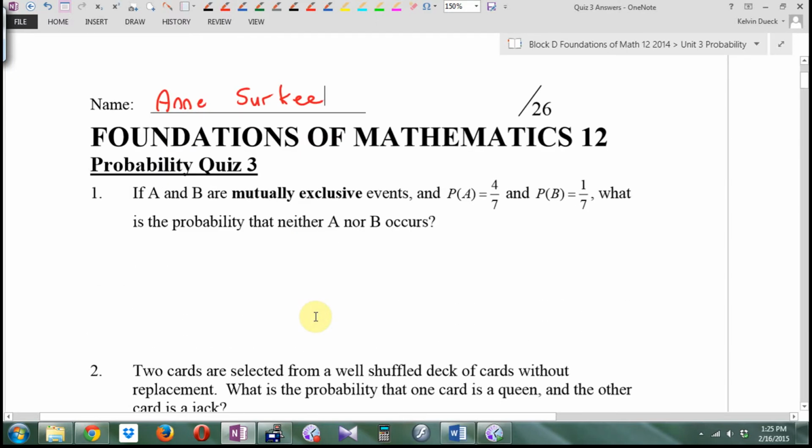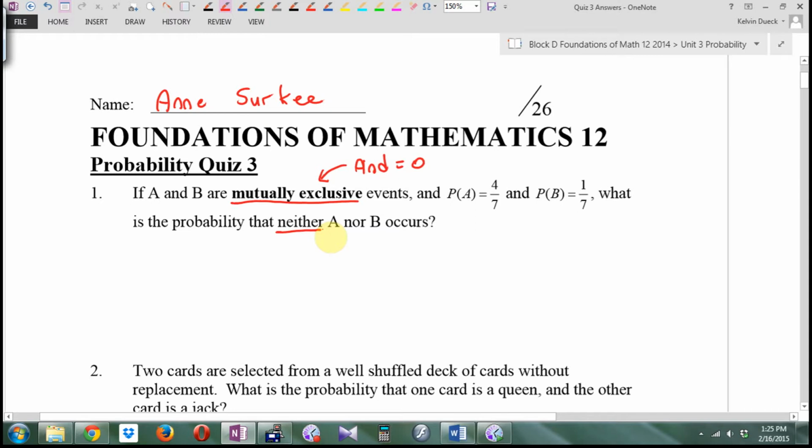Number one, since they haven't told me what the events are, they've just said they're A and B, they have told me that they're mutually exclusive. Now, what does mutually exclusive mean? Mutually exclusive means that A and B equals 0. There's no overlap. It says, what's the probability that neither occurs?